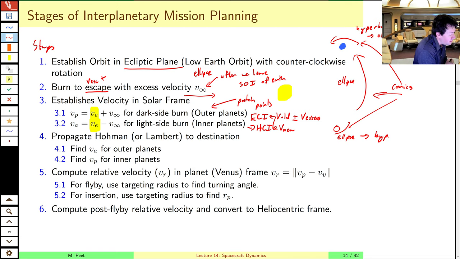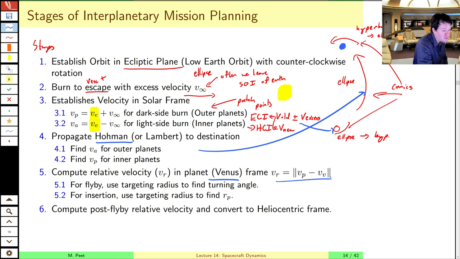Once we're in the heliocentric frame, we propagate out, right? That's, let's see, this part of the ellipse. So we propagate out to the planet using a pretty standard Hohmann transfer usually. And in this class, we're only going to be talking about Hohmann transfers. This is going on there. And then when we get there, in this case, we're going to be talking about Venus, so an inner planet. Inner planets and outer planets are a little bit different. And then we'll have some relative velocity with respect.